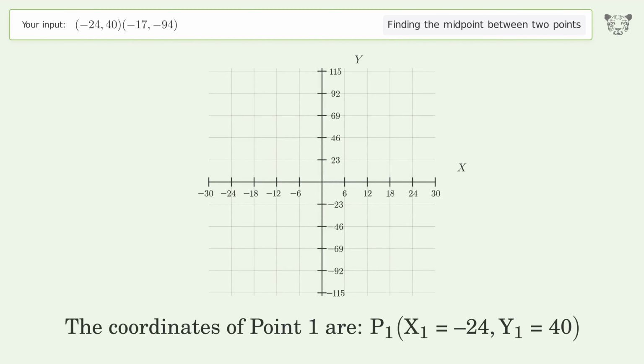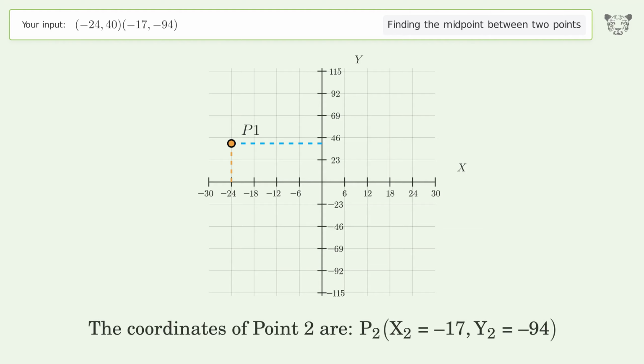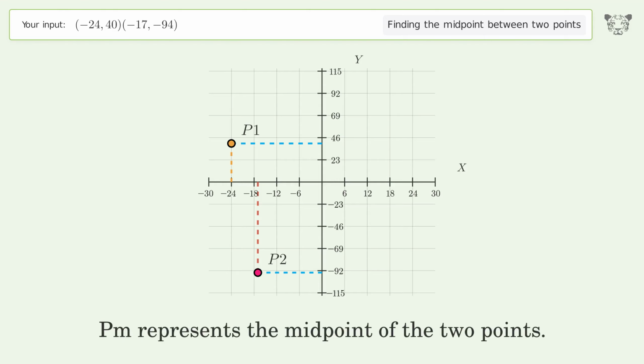The coordinates of point 1 are, x1 equals -24, y1 equals 40. The coordinates of point 2 are, x2 equals -17, y2 equals -94. PM represents the midpoint of the 2 points.